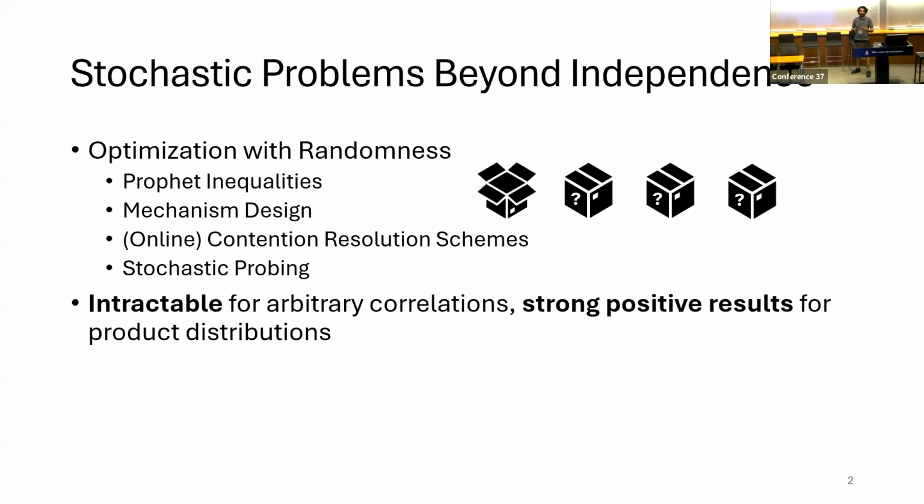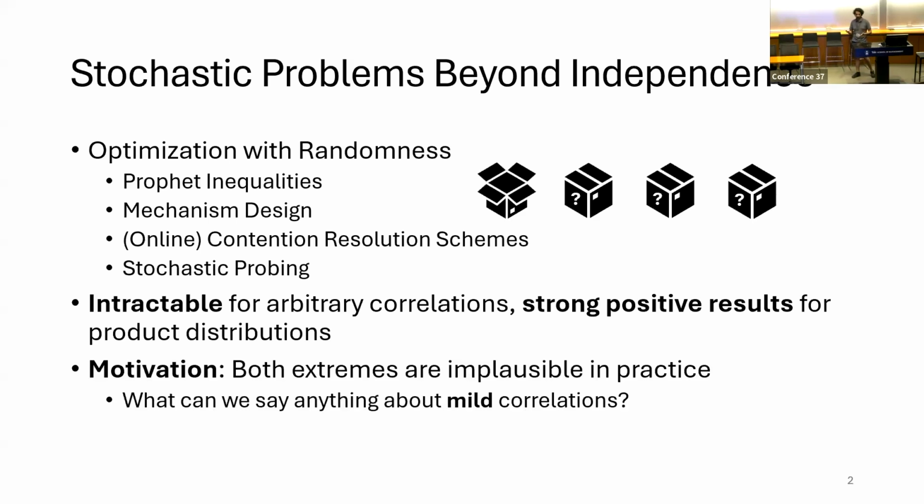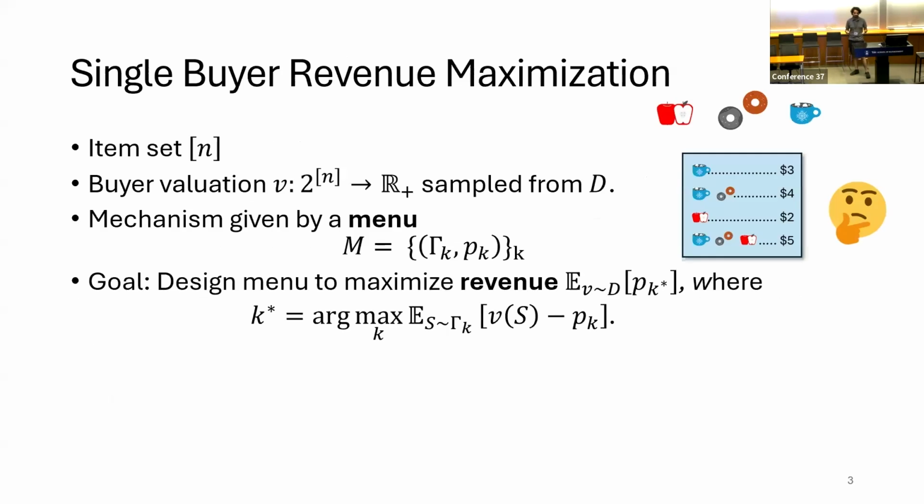But on the other hand, if we assume that the underlying random variables are independent, then we can get strong positive results, often in the form of constant order approximations. And so the motivation behind our line of work is this observation that both of these extremes, perfect independence and arbitrary correlations, seem implausible in practice. And so we ask if there's anything that can be done in the setting where only mild correlations exist.